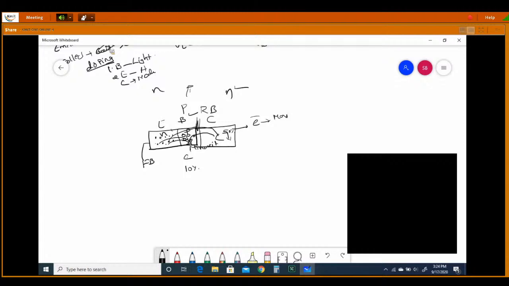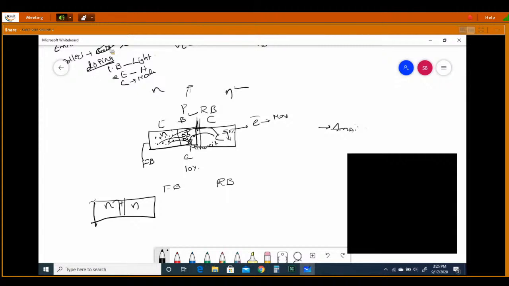Once again, I will go through this simple topic. Whenever the input is forward biased and the output is reverse biased, that means the base emitter junction is forward bias and the collector base junction is in reverse bias. In this case, the BJT will act as an amplifier. How is it amplifying? Before applying any voltage source, this is nothing but the N region. N, P, N: the majority charge carriers are electrons.